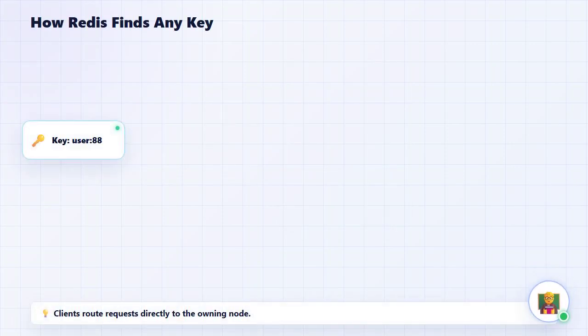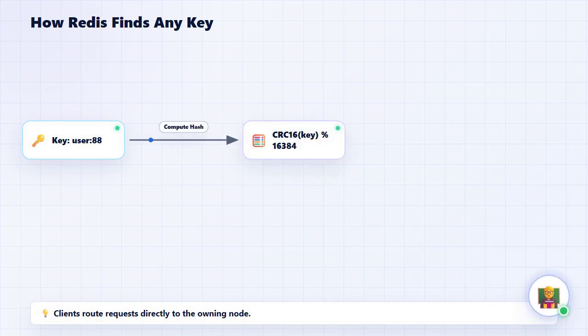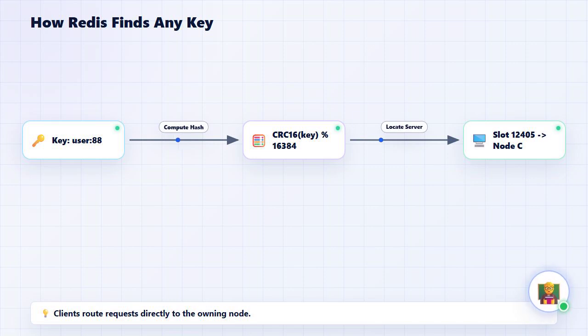Redis cluster solves this using hash slots. Every key is hashed into one of 16,384 slots. Each Redis node owns a range of slots. When the application calculates the hash, it immediately knows which server stores the data. There's no searching and no broadcasting requests. But another question remains. What happens if one Redis server suddenly crashes?